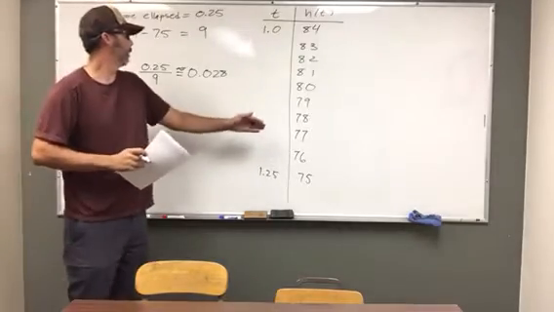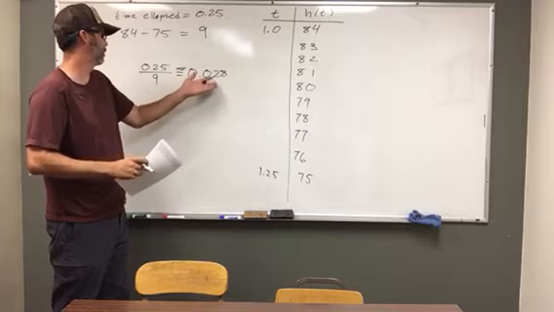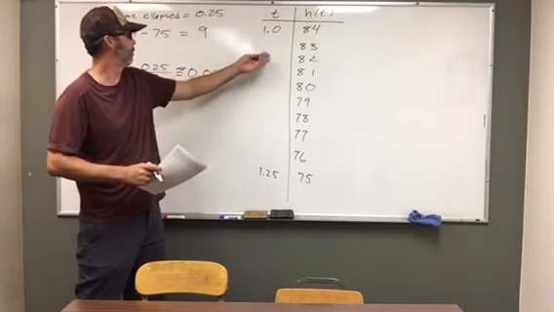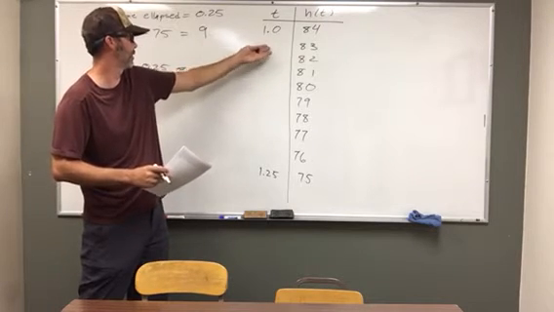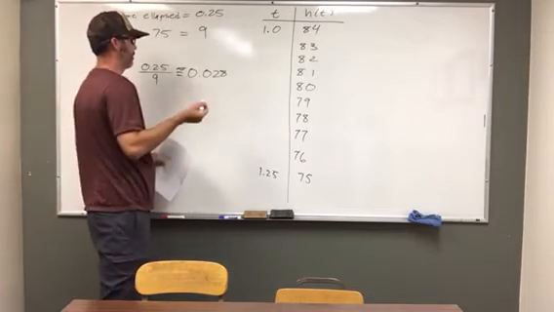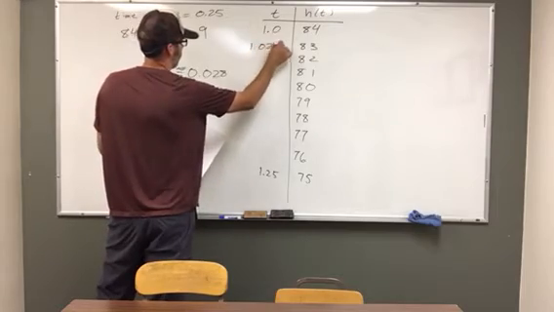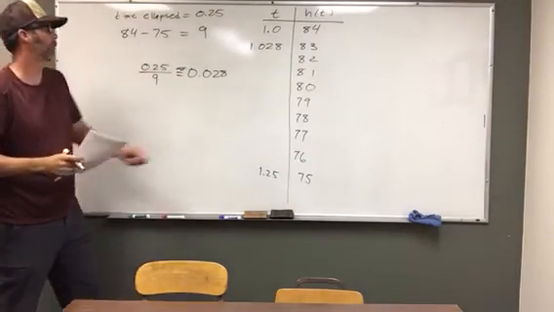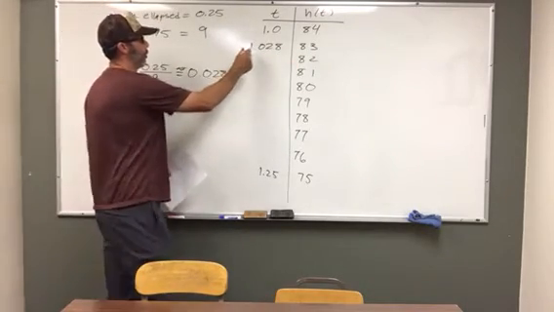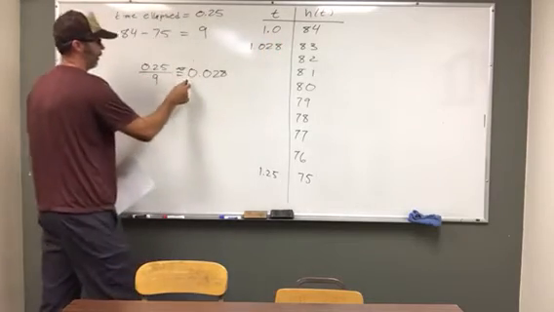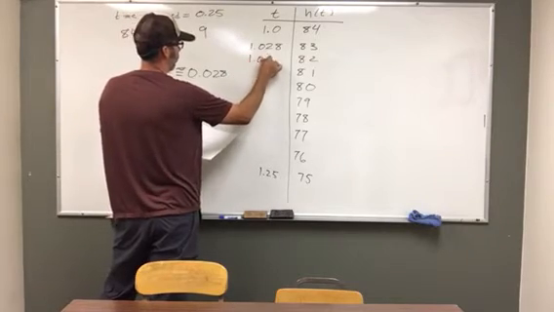Okay, so that means that we're going to allot 0.028 more seconds to get from 1 second to this time, from this time to this time. So 1 plus 0.028 is 1.028. All right, so at the time 1.028, the height is 83. Now 1.028 plus 0.028 is 1.056.